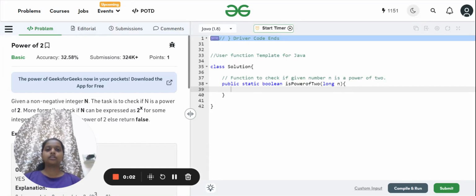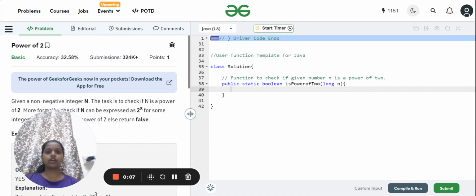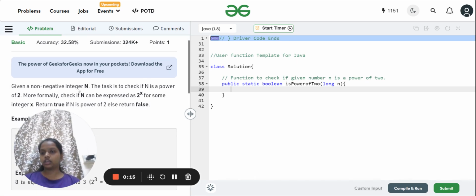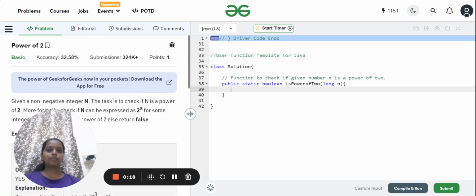Hello everyone. Today we are going to solve the next question on bit manipulation concept. We have already solved two questions. If you haven't seen them, please watch those videos. And okay, so today's question is power of two.